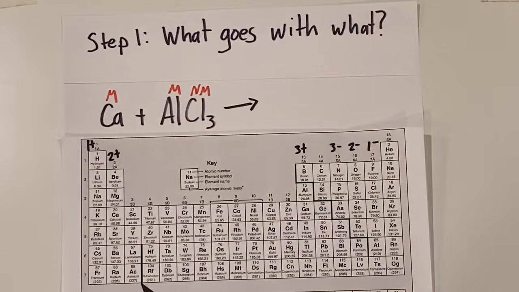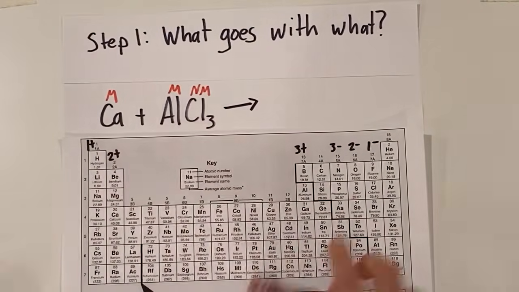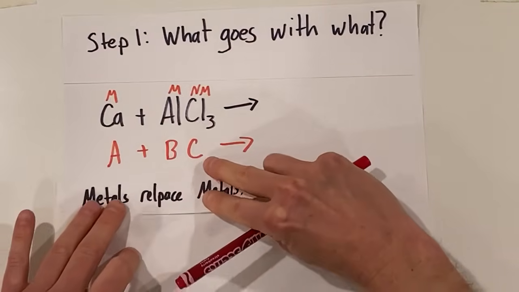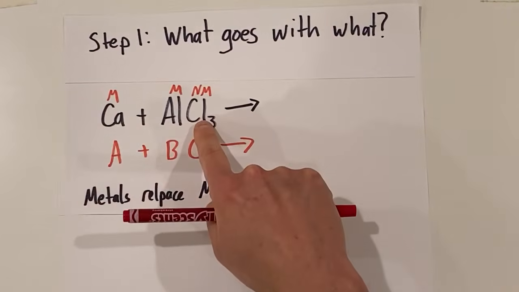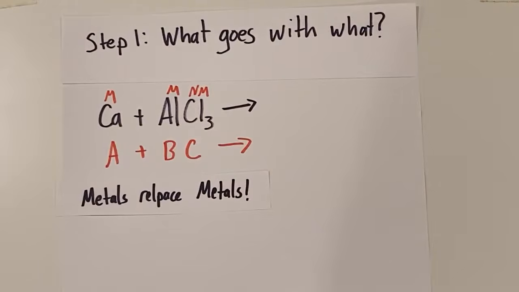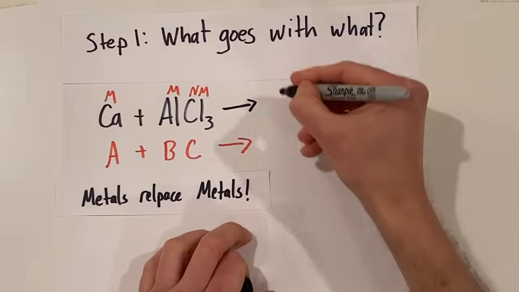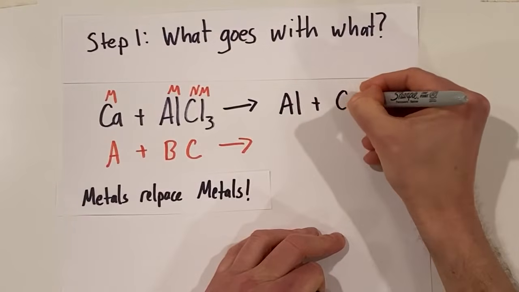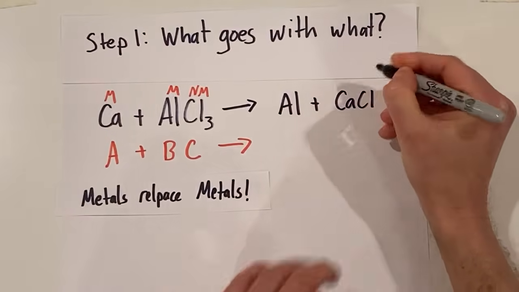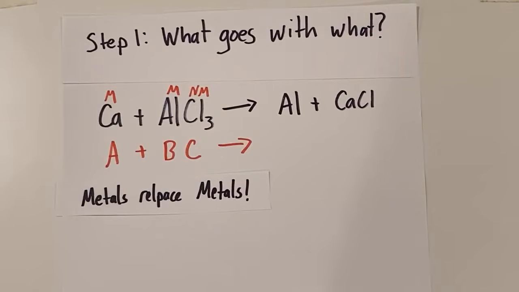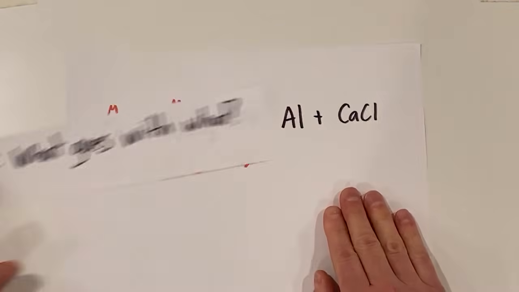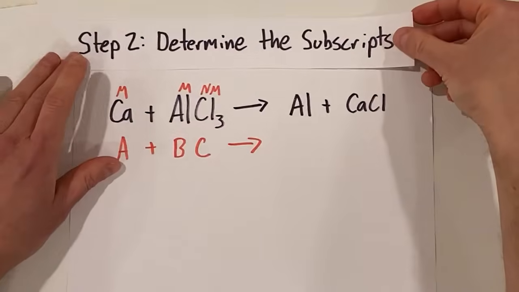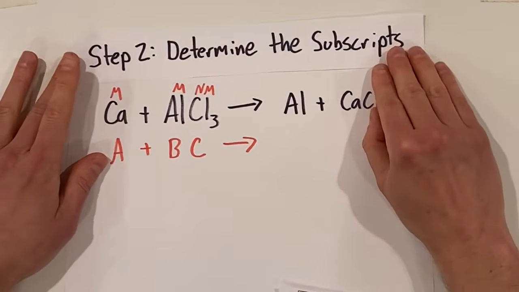So great. We figured out that calcium and aluminum are both metals. And if metals replace metals, then the calcium is going to go into the compound with the chlorine. It's going to kick out the aluminum, and the aluminum is going to be by itself. So here we go. The aluminum is by itself, and the calcium is with the chlorine. All right, so we're done with step one now. We figured out what goes with what. Now we need to figure out the subscripts on each of the elements that we have here.